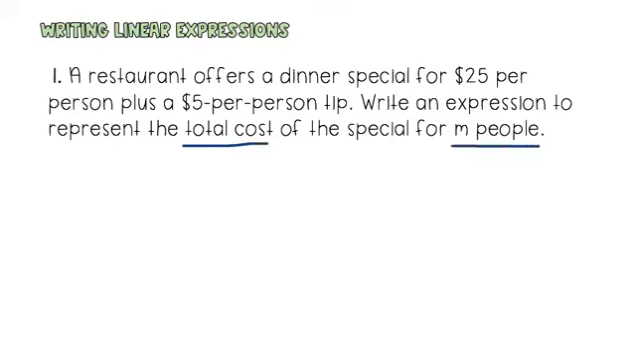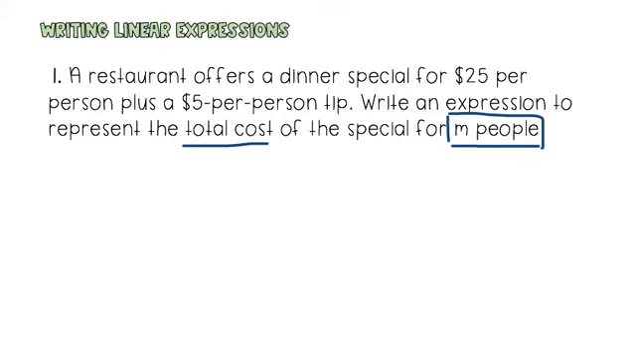So our variable has already been given to us. We don't know how many people are going to be taking part in this special. So M represents our people. For us to figure out the total cost, I'm going to go back and reread the directions.